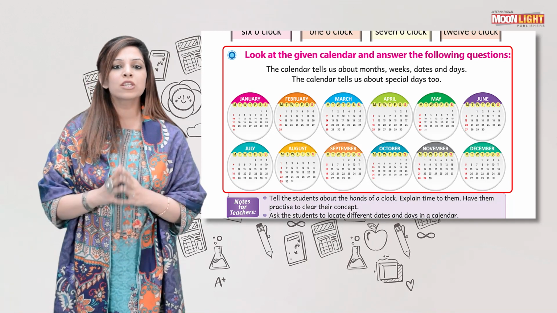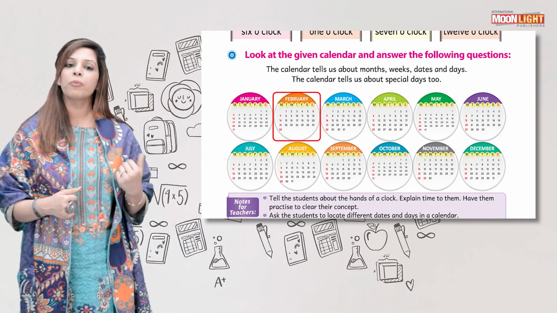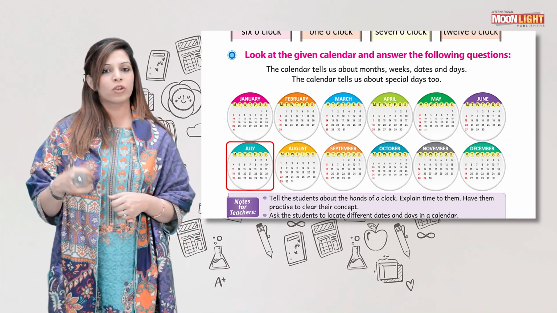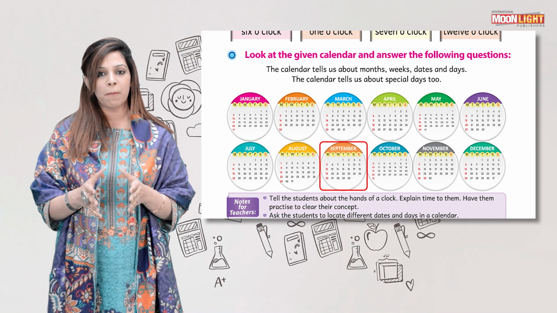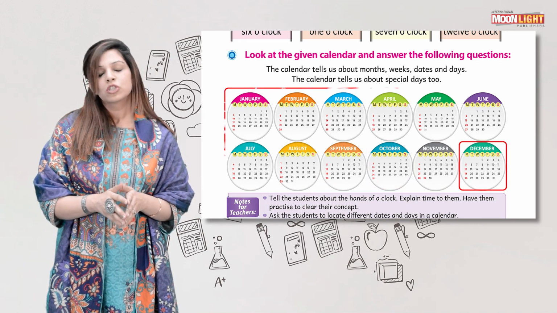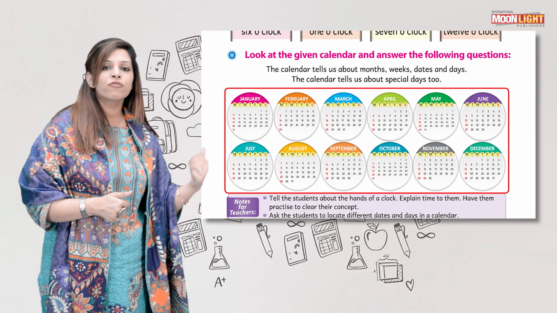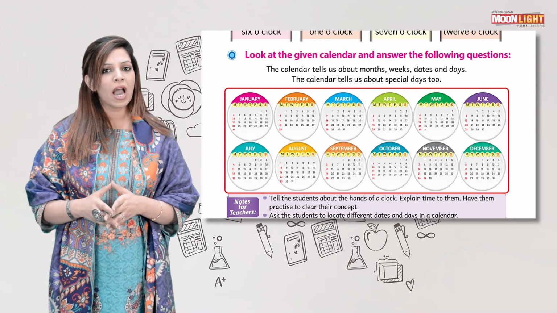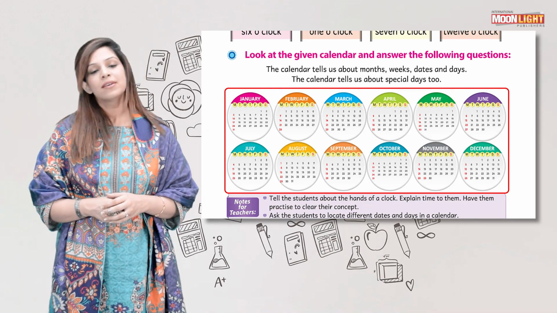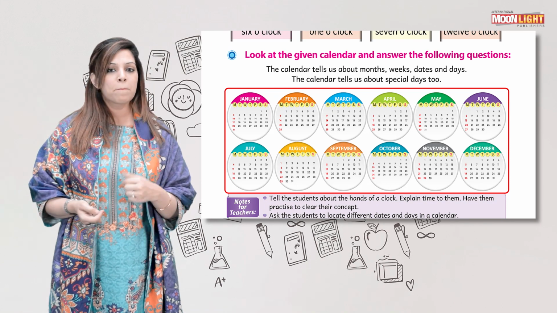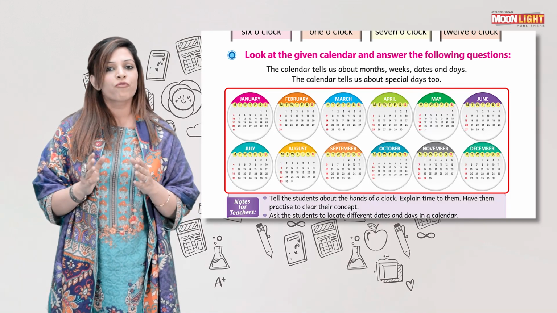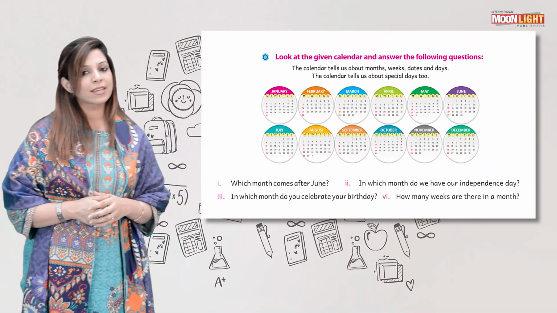We all know that there are 12 months: January, February, March, April, May, June, July, August, September, October, November and December. So each calendar has 12 columns. In each column we have 7 rows because we have 7 days in a week, like Saturday, Sunday, Monday, Tuesday, Wednesday, Thursday and Friday. Now let's start working on the calendar.